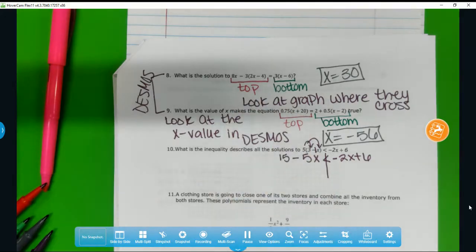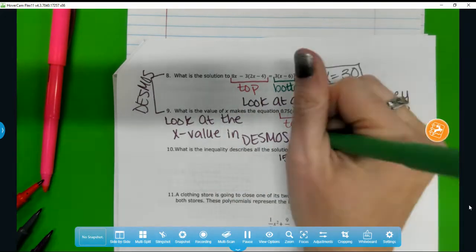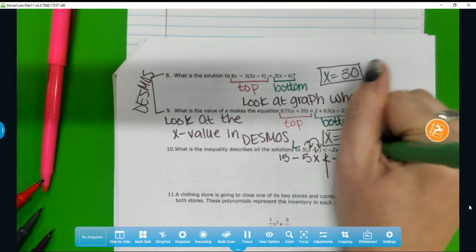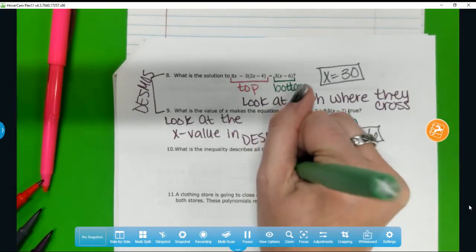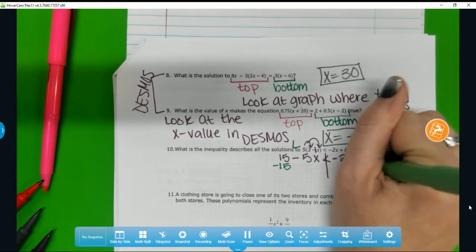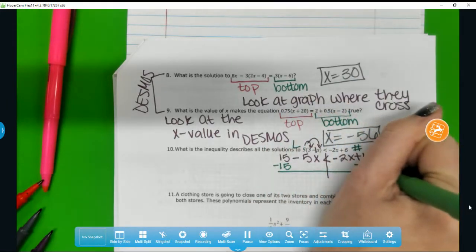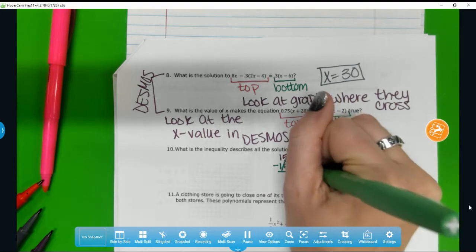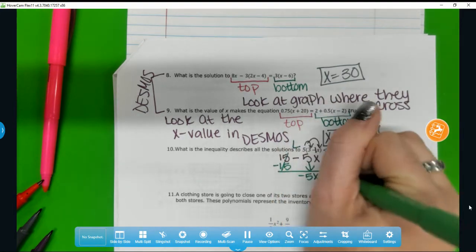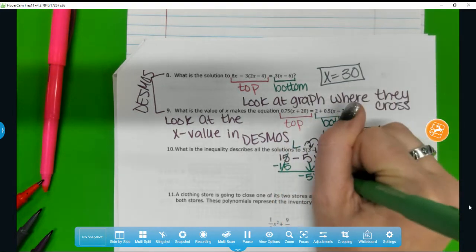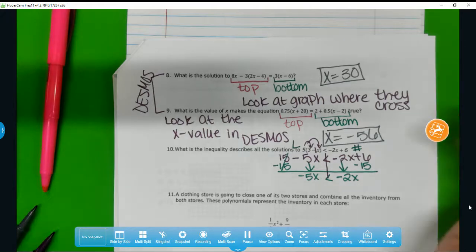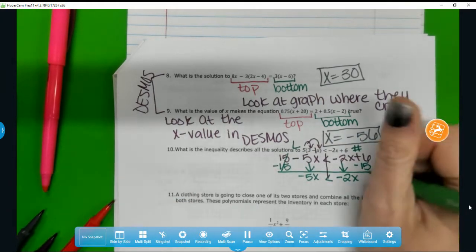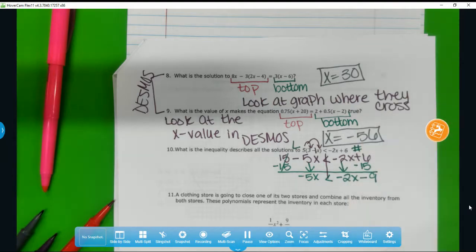So now we can move the letters to the left, numbers to the right. So I'm going to go ahead and move my number from the left to the right. So I'm going to subtract 15. Okay, so I'm going to bring down the negative 5x, bring down the negative 2x, and then we have 6 minus 15, which is negative 9.